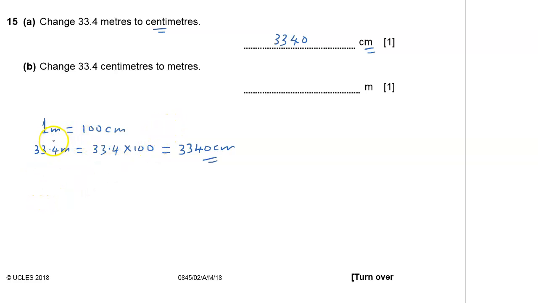We have already said that 1 meter is 100 centimeters. So to change 33.4 centimeters to meters, we need to divide by 100. So 33.4 divided by 100 should give us 0.334 meters. So 33.4 centimeters is equivalent to 0.334 meters.